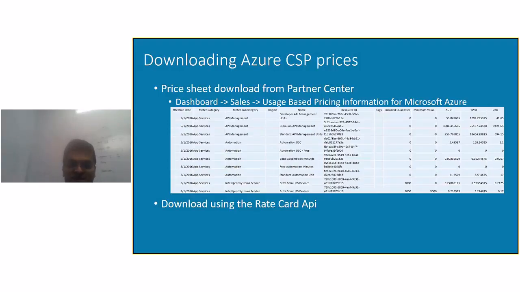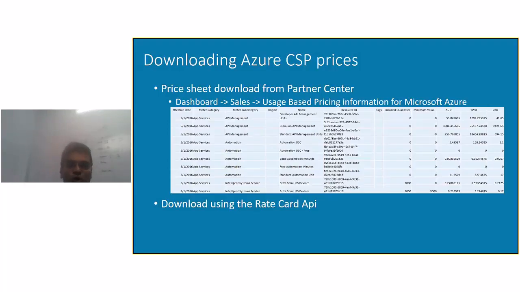If you want the current pricing, use the rate card API. Of course, if you're automating the entire process, the recommended way is that you use the rate card API, get the prices, and go from there. Now, that's the high level of how you get the prices. Within Azure prices also, there are some nuances that you need to know about.